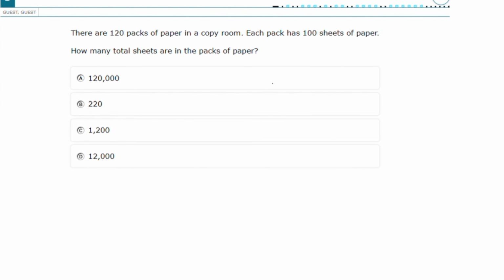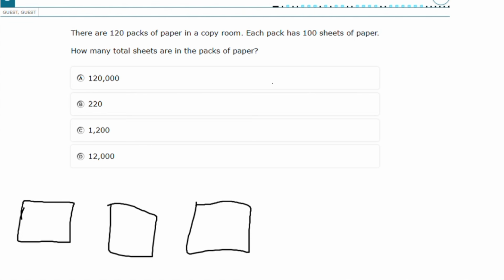All right, question 3 says, there are 120 packs of paper in a copy room. Each pack has 100 sheets of paper. How many total sheets are in the packs of paper? All right, so first I like to draw some things out when I read these questions. So we have these packs of paper, right? These packs of paper, and they have a certain amount of paper in each one. Let's say there's 10 in each one. So there's 10 in this one, there's 10 in this one, there's 10 in this one.